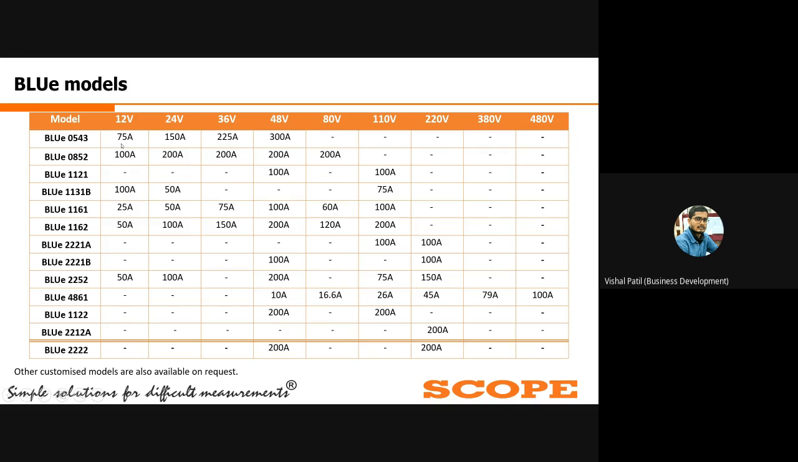Now, always keep one point in mind: any single model has different voltage ranges. For example, if you have 48 volt, 220 volt and 110 volt battery banks present in your substation, and you want a minimum of 100 ampere of discharge current, then you have to opt for the model called Blue 2252, in which 48, 110 and 220 volt settings are all available. In this way, you can choose from the standard models, or if your desired discharge current is not fitting in a standard model, then we can provide you customized models also.